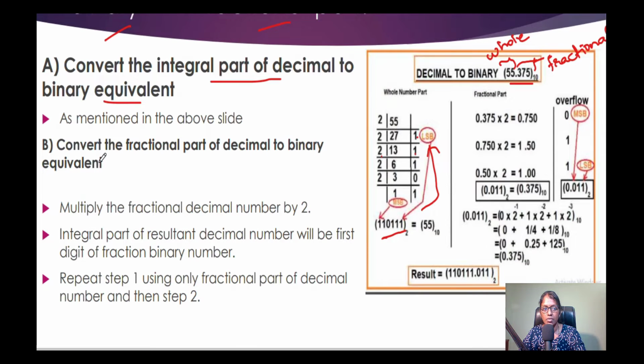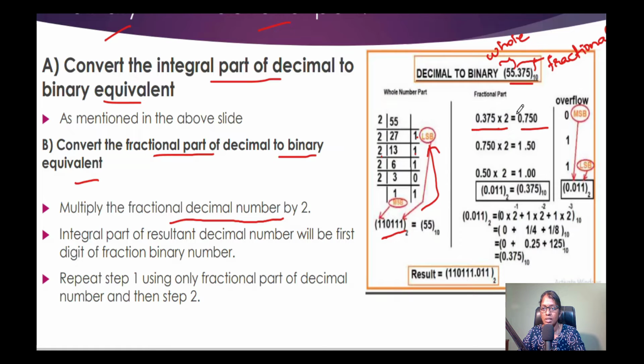Now we have to convert the fractional part of the decimal to its binary equivalent. So 0.375 is the fractional part. This is the whole number part and this is the fractional part. Multiply the fractional part by 2, the base. Decimal to binary means the base is 2, so you have to multiply this fractional part by 2. So 2 into 0.375 is equal to 0.750.